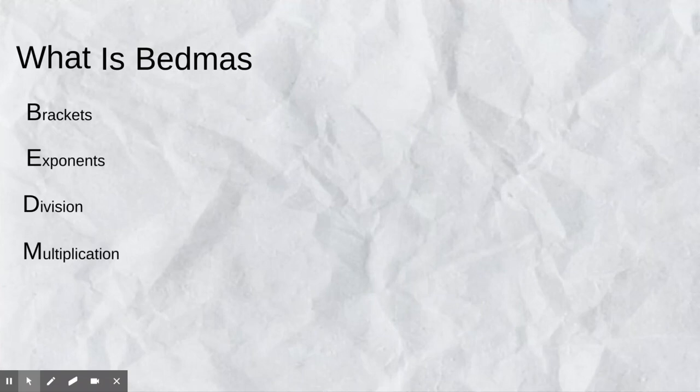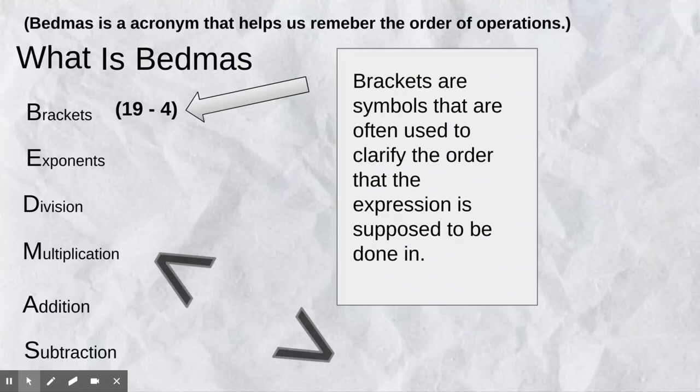What is BEDMAS? Brackets, exponents, division, multiplication, addition, and subtraction. BEDMAS is basically an acronym that helps us remember the order of operations. Brackets are symbols that are often used to clarify the order that the expression is supposed to be done in. Here are some examples.